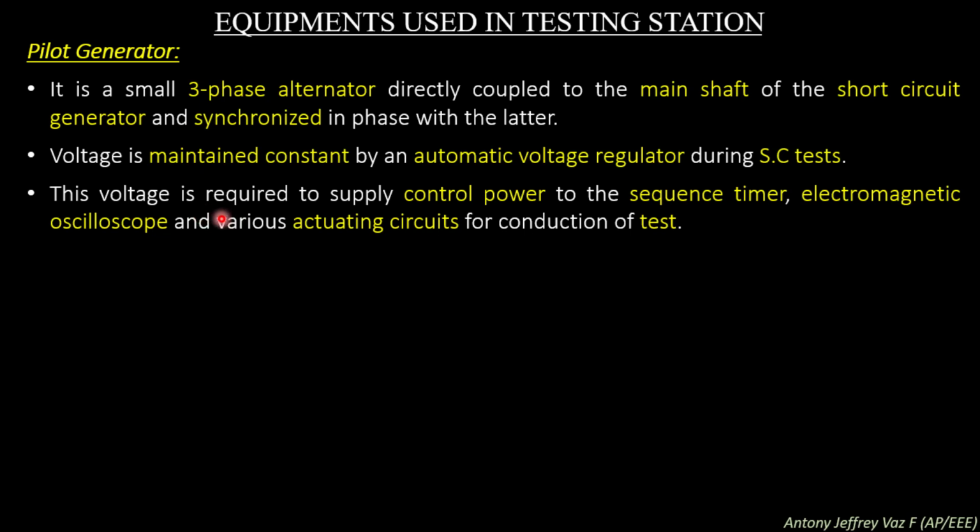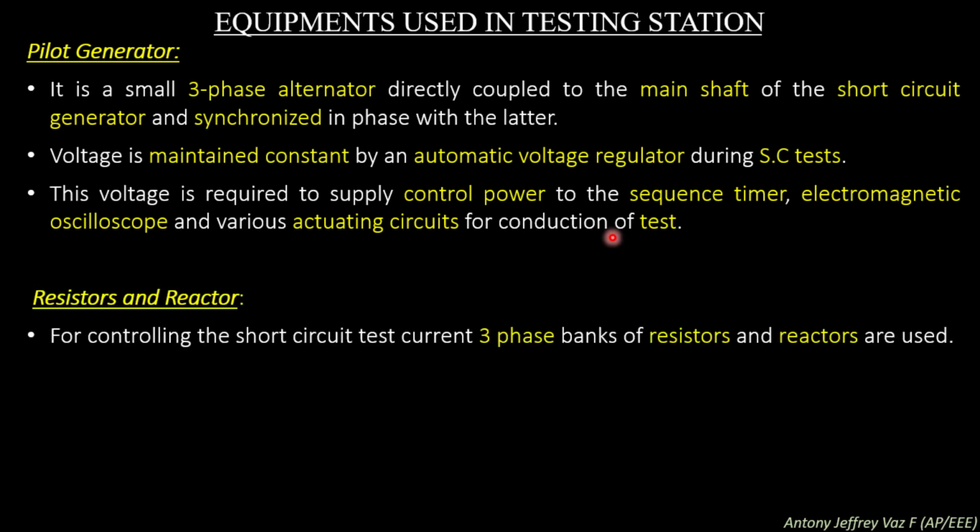This voltage, that is the pilot generator voltage, is required to supply control power to the sequence timer, electromagnetic oscilloscope, and various actuating circuits for conduction of test. So, this pilot generator provides the power to the auxiliaries which are present in the laboratory or the testing station.